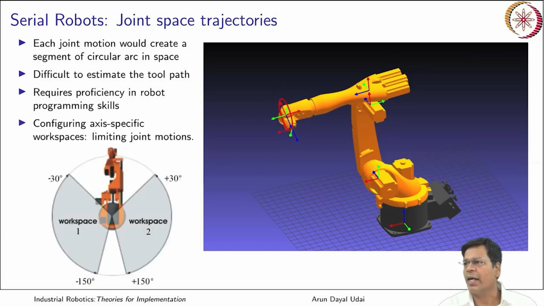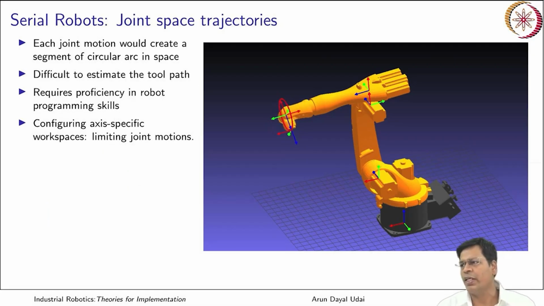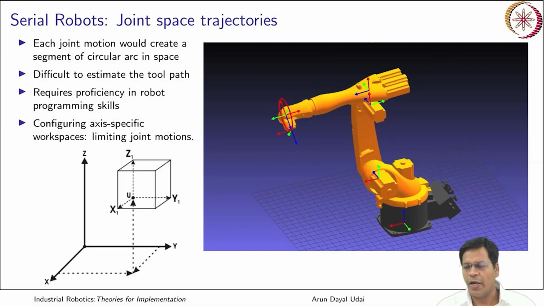And configuring axis specific workspace is also there. So the way you could confine your workspace in Cartesian motion of this robot. Let's say you don't want your robot to go to a particular workspace. So you can definitely put that workspace out of the programming.